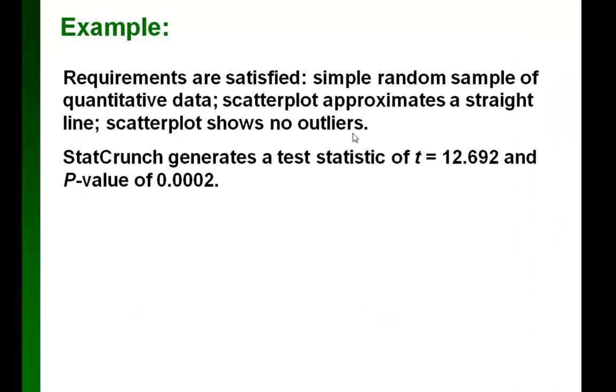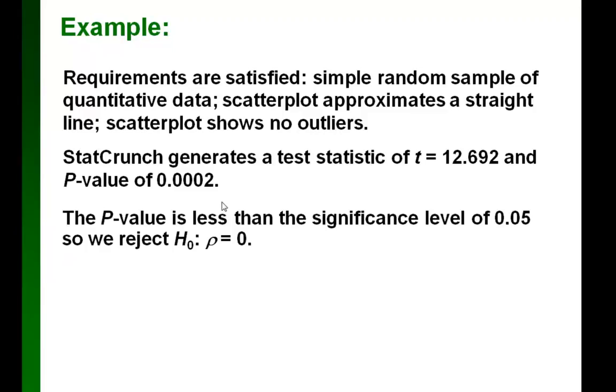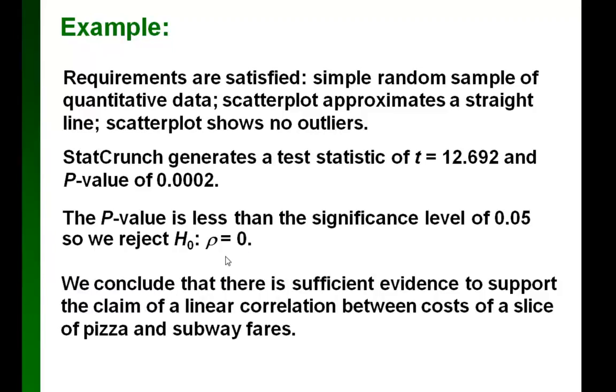So we had a test statistic of 12.692 and a p-value of 0.0002. Since our p-value is less than a significance level of 0.05, we're basically doing a hypothesis test here, where the null hypothesis is that there's no relationship between the two variables. We're rejecting the null hypothesis, which says that there is sufficient evidence to claim that there's a linear correlation between the cost of a slice of pizza and the subway fares.